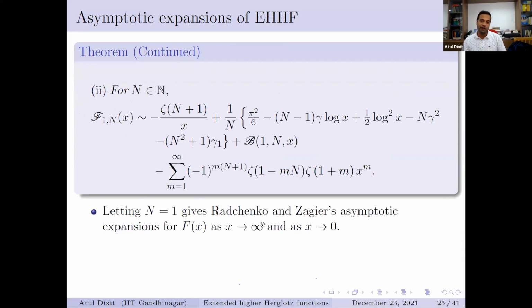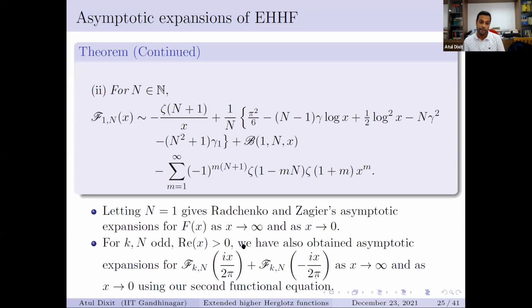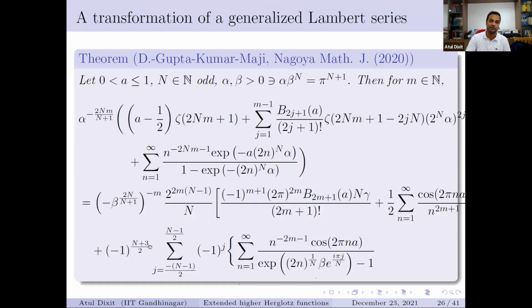And then one recovers the relations of Radchenko and Zagier, asymptotic expansions of them when n is equal to 1. We have also separate asymptotic expansions when you have the sum of these two functions. Note that the two functional equations are completely different. They only match in a certain special case, special values of k and n, but otherwise these two functional equations that I have shown are completely different.